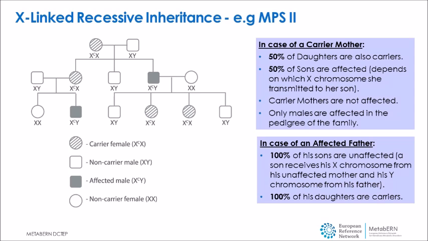Every baby girl from an affected father with an X-linked recessive disorder will be a carrier, and every son of an affected father won't be affected, as he receives his X chromosome from a healthy mother and a Y chromosome from his father.